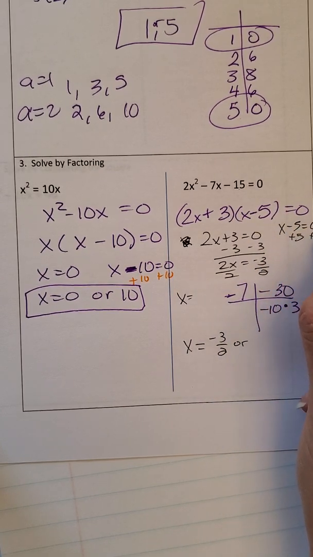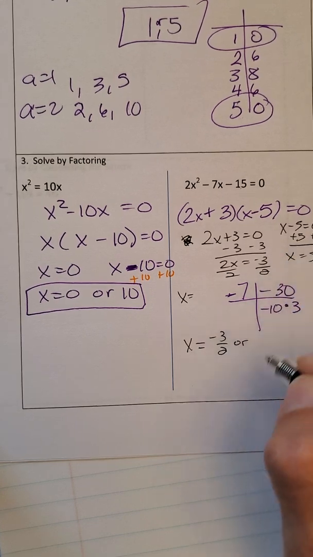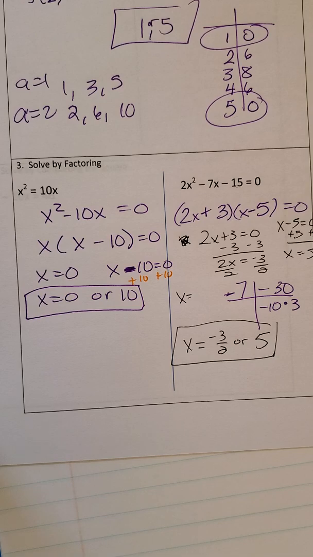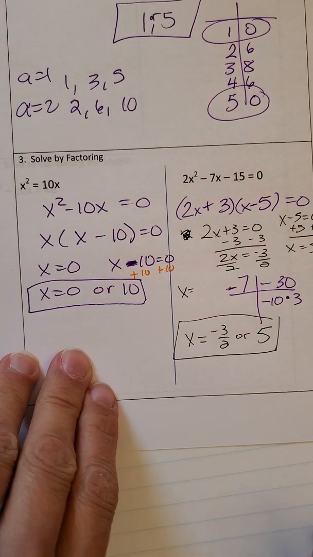So I'd add 5 to both sides. So x equals 5, so those are my solutions when I factor. Okay, so we've done graphing, we've done factoring. 3 more to go.